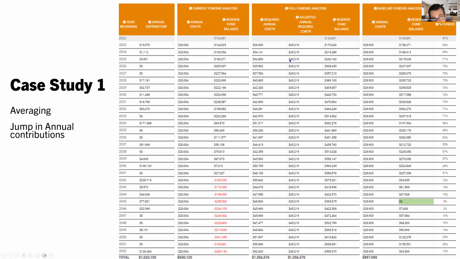Full funding, which was the top line in the prior graph, is about $45,000 per year. And then baseline funding, which was the middle line in the previous graph, was $29,000 per year, almost 30. So they're at 20. They need to get to 29.9. Not that crazy. So basically what we can do now is some trial and error calculations.